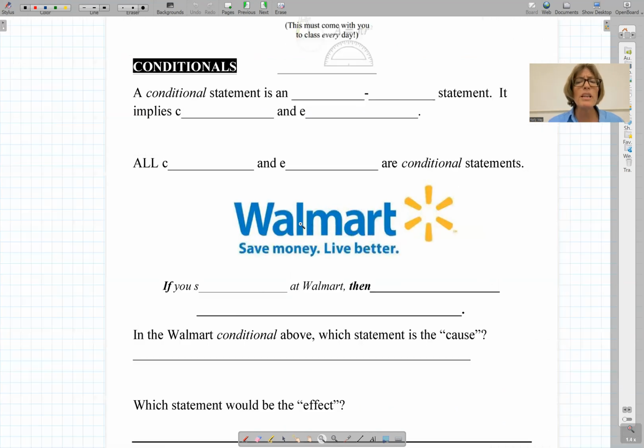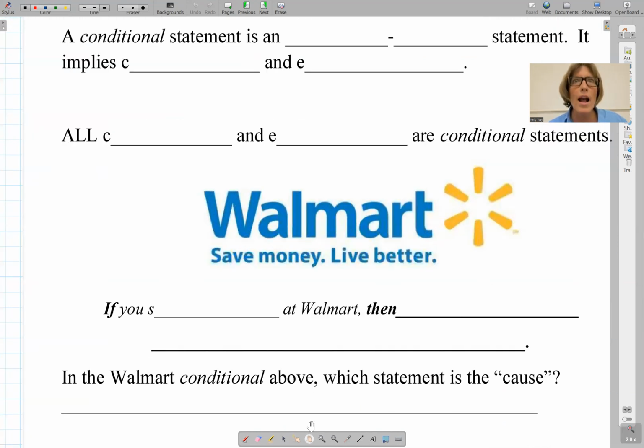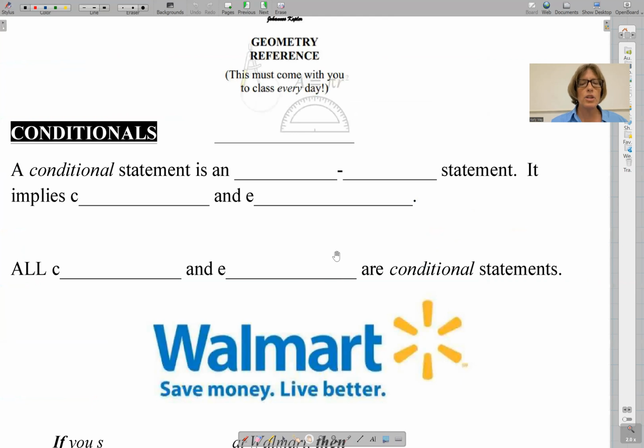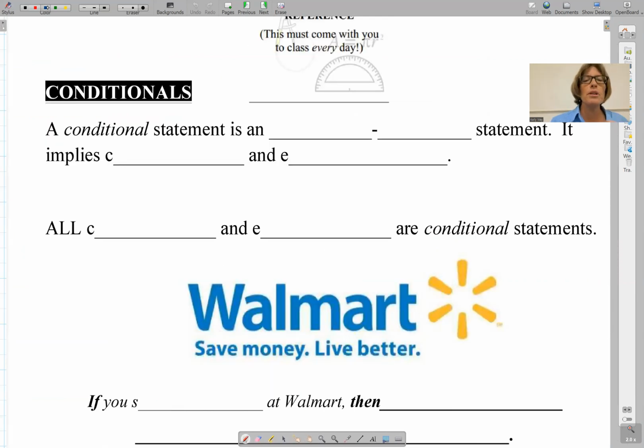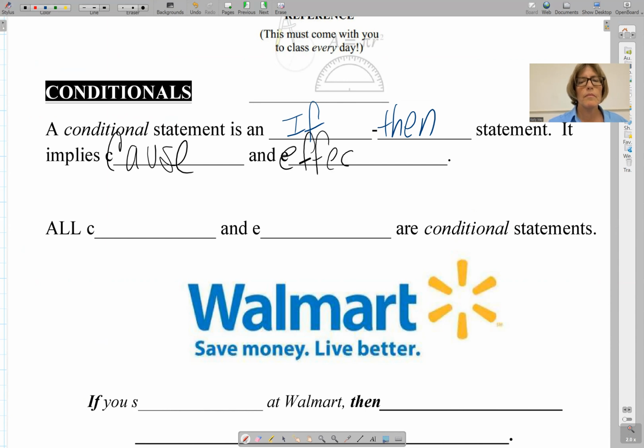So a conditional statement, believe it or not, you are surrounded and swimming in conditional statements. A conditional statement is an if-then statement. It implies directly or indirectly a cause and an effect, if then. Now, sometimes if and then aren't directly stated, but indirectly implied.